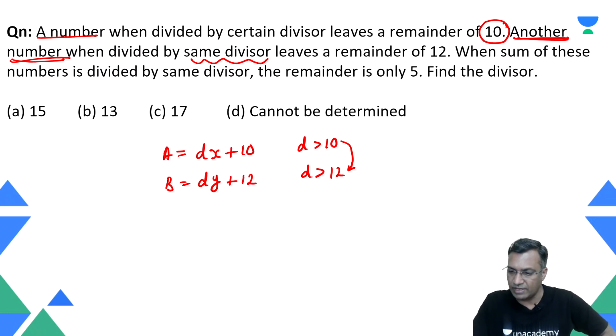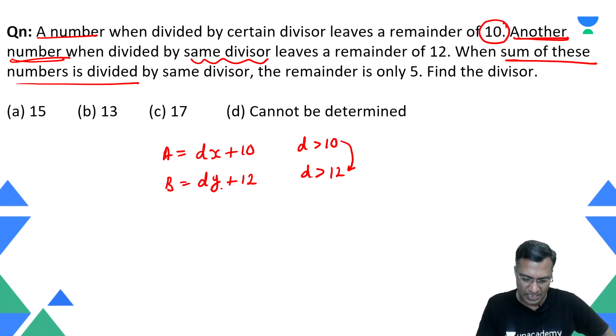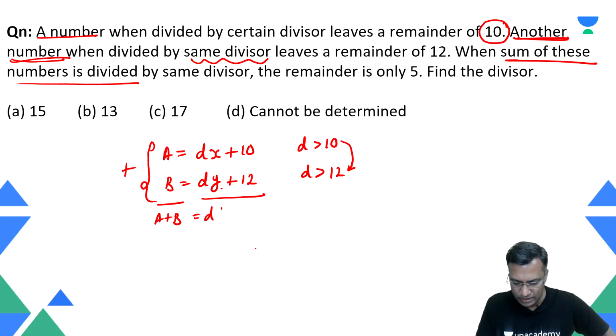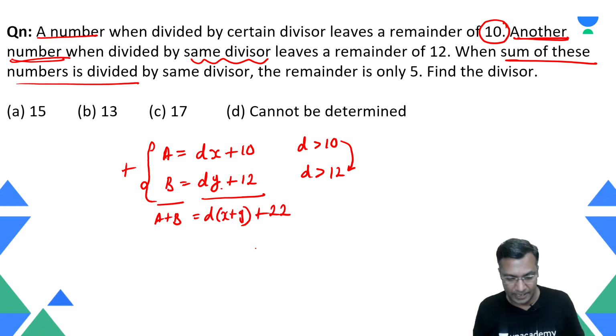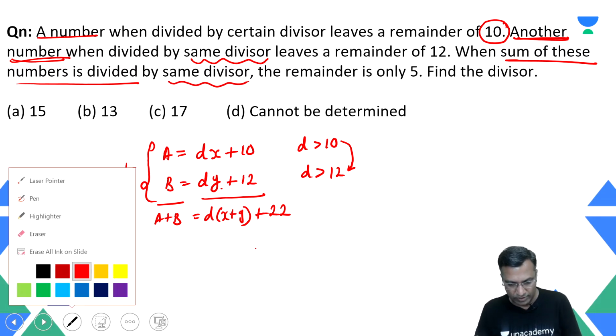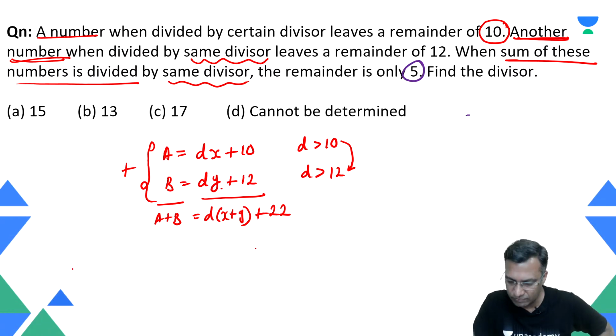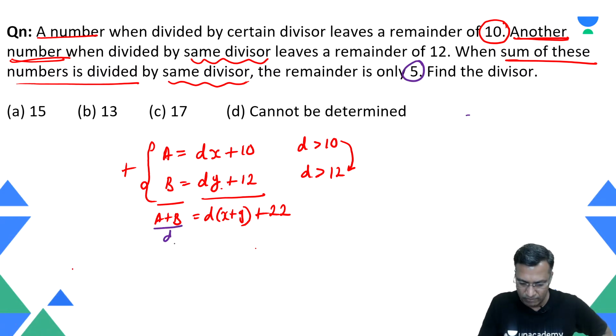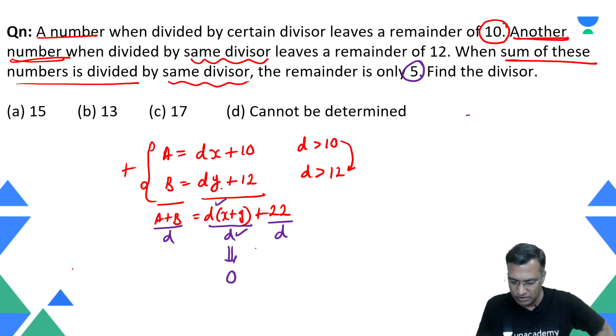Then he says that, hey, when the sum of these numbers, sum means add, you have to add these two equations. Good. That gives me a plus b. So thereby I need to add the other side also, d times x plus y plus 22. This is what I will be getting after adding. But divide by what? The same divisor. The author is saying that, okay, after adding you divide by the same divisor, you will get a remainder of 5. Fair enough. I will divide by the same divisor. Now this returns a remainder of 0. Why? Because there is a d here and there is a d here, therefore that returns a remainder of 0.